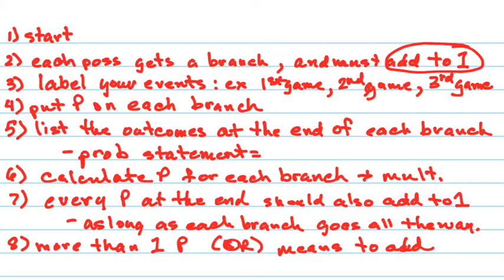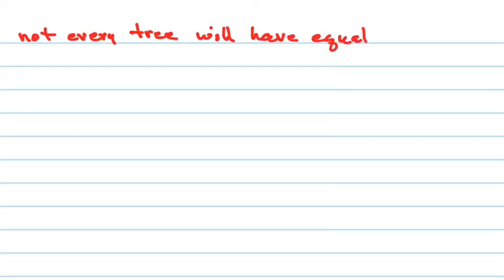Now we need to talk about one other thing before we move on that wasn't in our review of probability, but we need to talk about it. And I kind of hit on it. Not every tree will have equal branching.